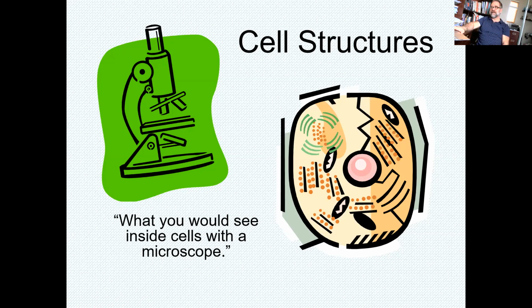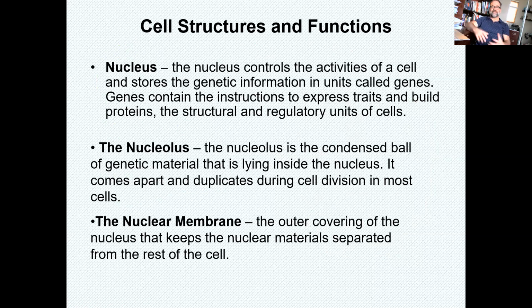What would we see under the microscope? First of all, we're going to start with three structures that all have to do with the central part of any cell. And those are the nucleus, the nucleolus, and the nuclear membrane.